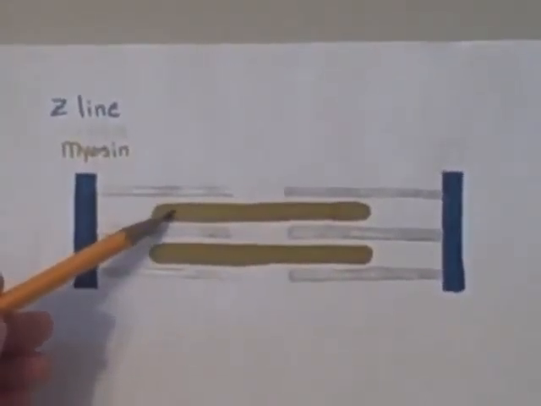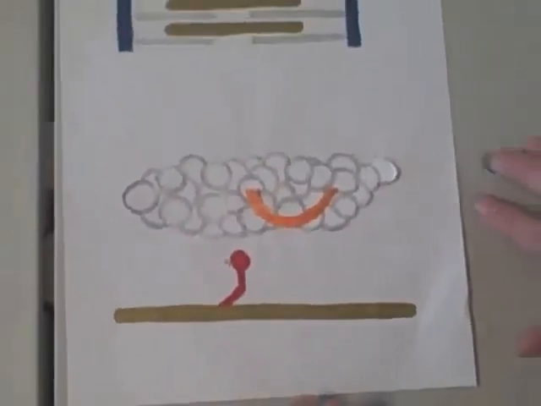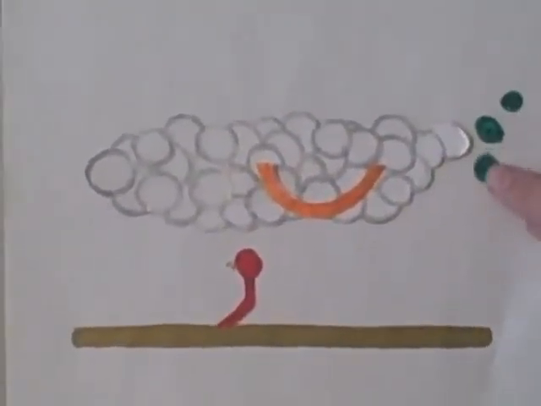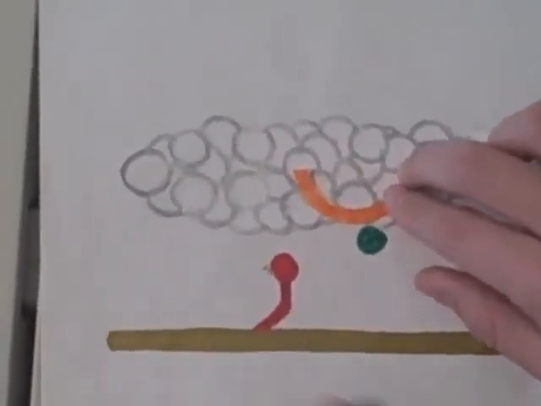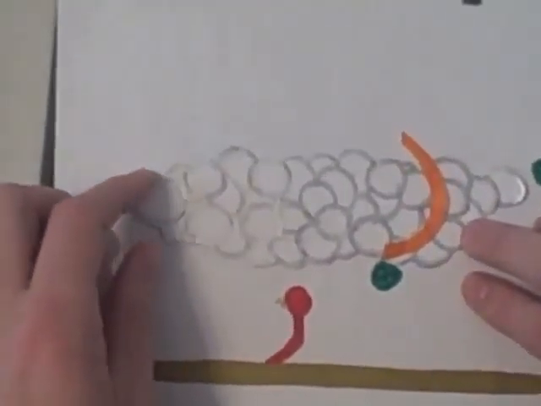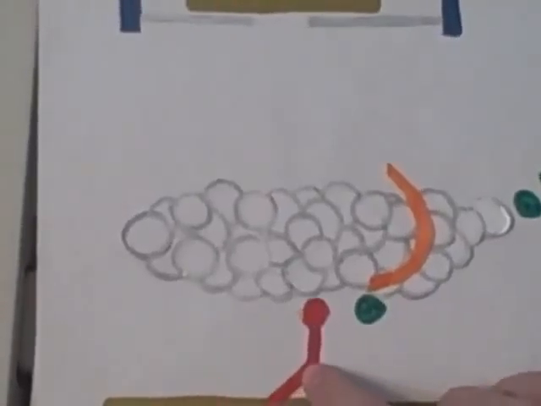This is the sarcomere, with the Z line in blue, the actin in silver, and the myosin in gold. The calcium that is released from the sarcoplasmic reticulum binds to the end of the troponin. Tropomyosin moves and exposes the actin binding site. The myosin head extends and binds with the actin.